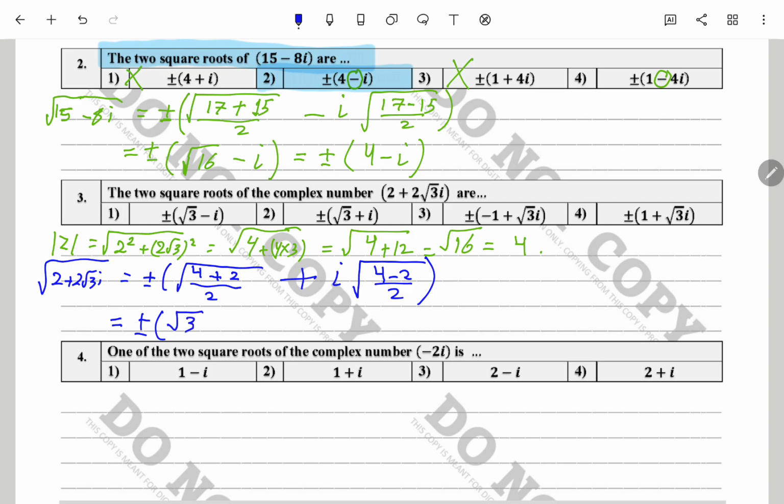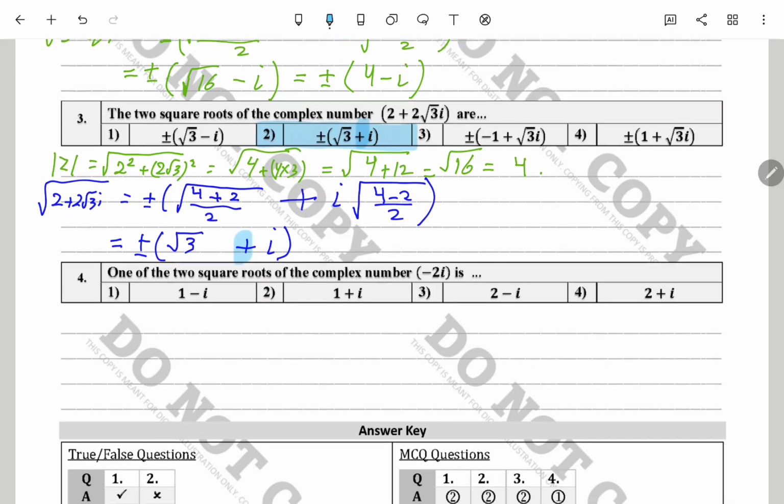So this 3 is not a perfect square, so it stays under the root as the square root of 3. Plus i multiplied by the square root of 4 minus 2 is 2, divided by 2 is 1. So close your bracket. You will get the answer, which is the one that has positive in the middle, root 3 plus i, which is the second. We can't choose the first because it has negative in the middle. So take care about the sign in the middle.